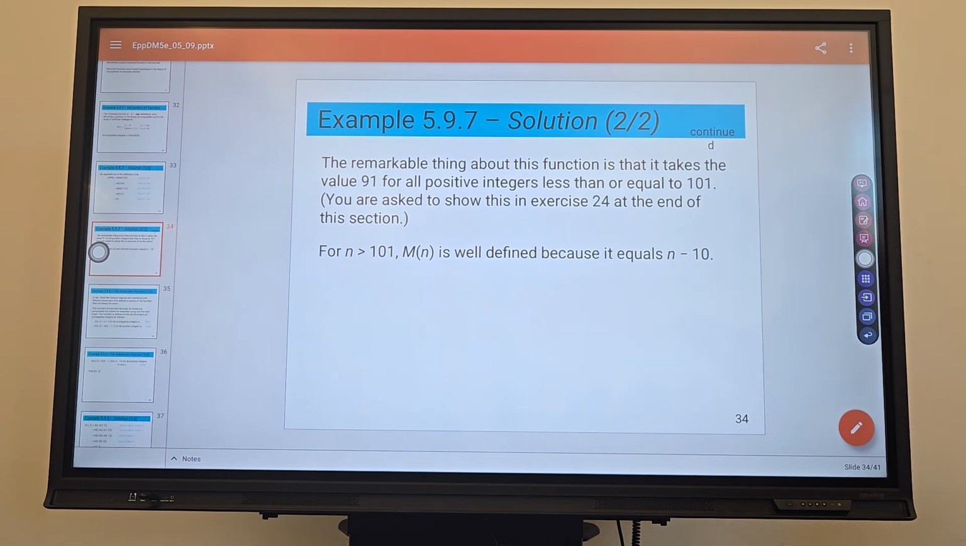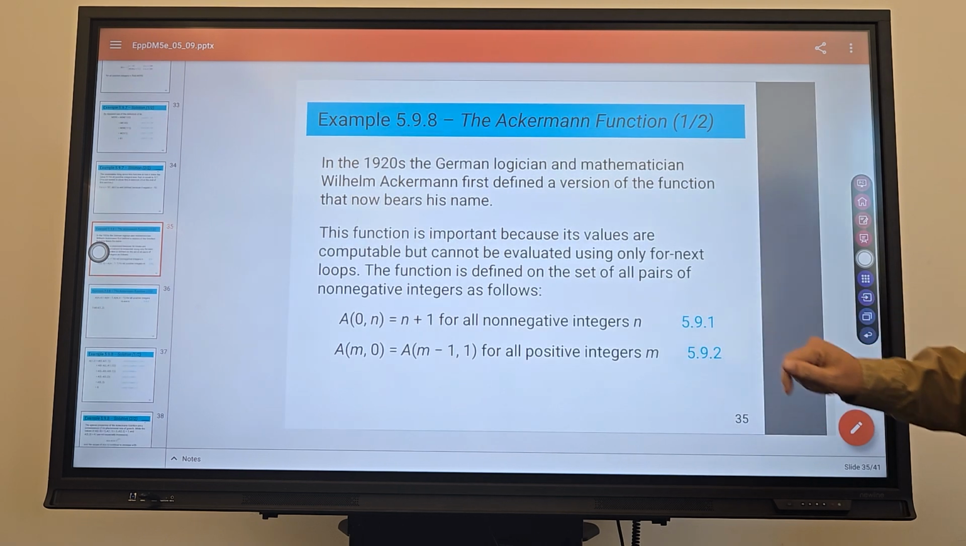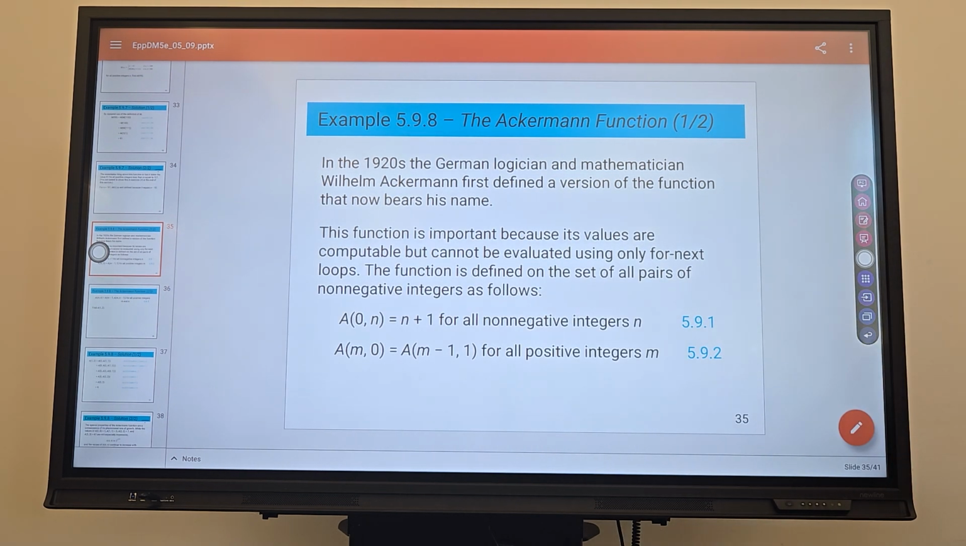For n greater than 101, M of n is well defined because it equals n minus 10. In the 1920s, the German logician and mathematician Wilhelm Ackermann first defined a version of the function that now bears his name. This function is important because its values are computable but cannot be evaluated using only for-next loops. The function is defined on the set of all pairs of non-negative integers as follows.